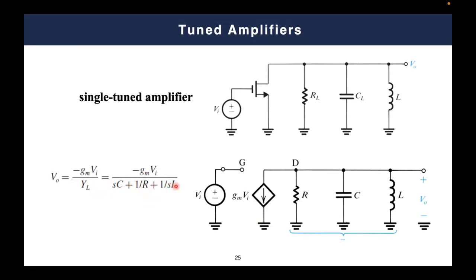For better mathematical representation, you can just multiply the numerator and the denominator by S to get this equation, which is V output over V input equals negative GM over C, S over S squared plus S over CR plus 1 over CL. And this will be your transfer function.